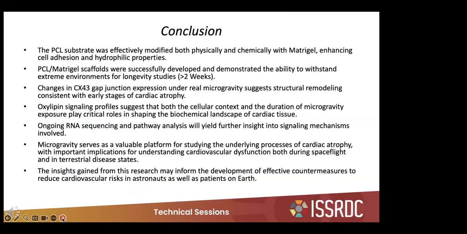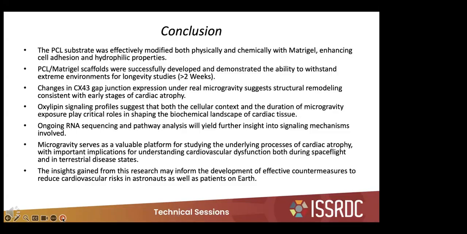In conclusion, the PCL substrate was successfully modified with Matrigel to improve cell adhesion and hydrophilicity. PCL Matrigel scaffolds were successfully developed and demonstrated the ability to withstand extreme environments for longevity studies. Changes in connexin 43 gap junction expression under real microgravity suggest early cardiac atrophy-related remodeling.